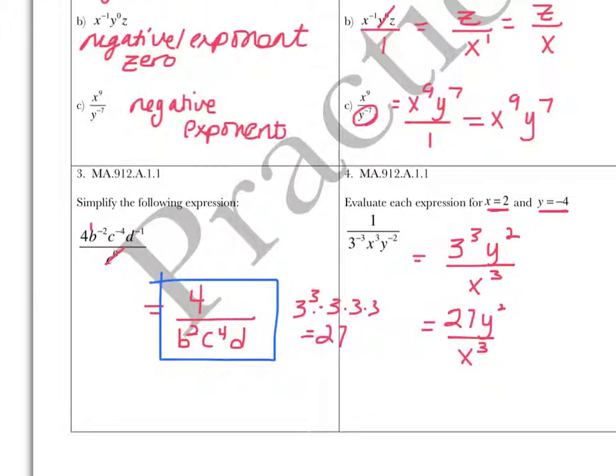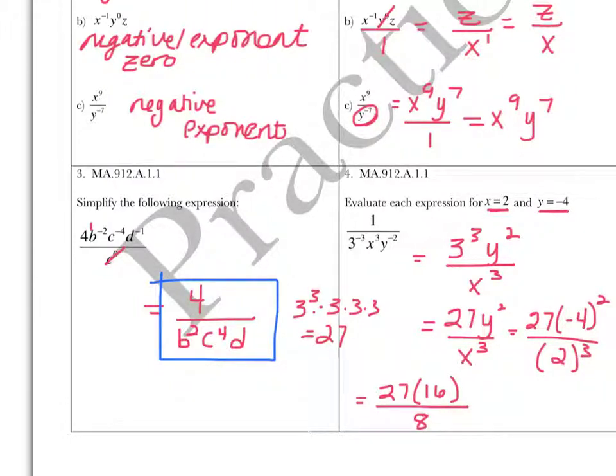Now the next step is to substitute in x equals 2 and y equals -4. So this is going to be 27 and then -4, the quantity squared, all over x, which is 2, to the third power. So my numerator is 27, and then -4 squared is actually going to become positive 16. And then this is over 8, because 2 times 2 times 2 is 8.